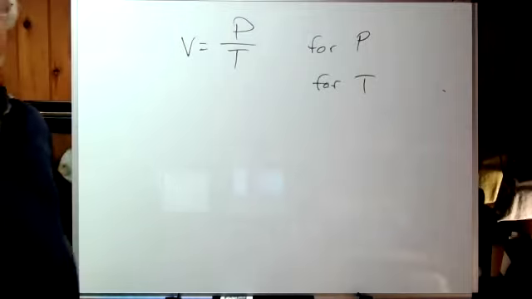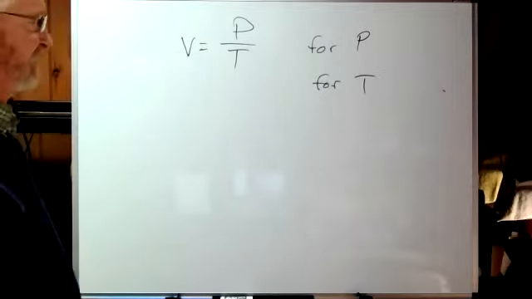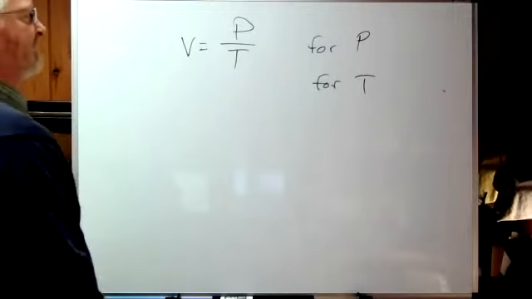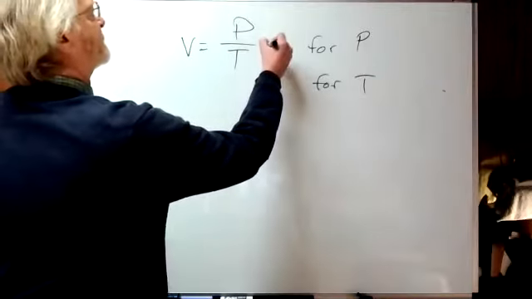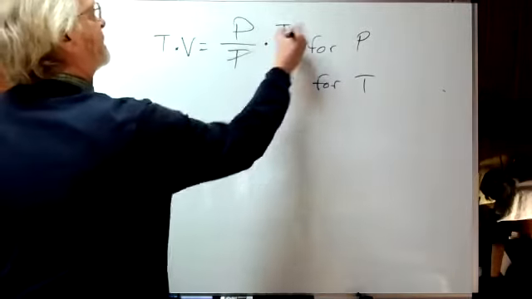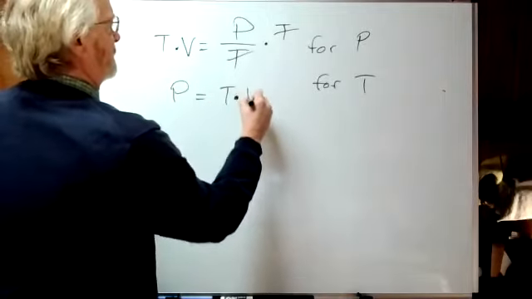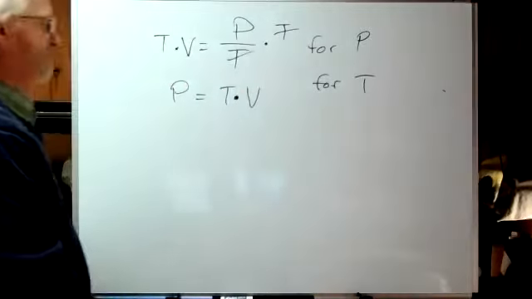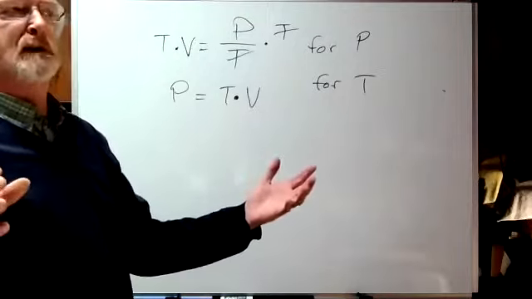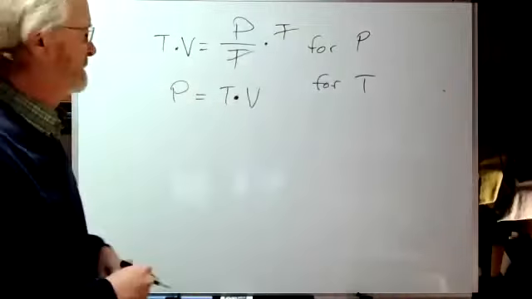You can almost take one and turn it into the other, I suppose. We saw that in that last example. If I'm going for the P, I'm hoping you got that one done. If I multiply both sides by T, I get P is TV. Or VT, right? Multiplication is commutative. The order doesn't matter. 2 times 3 is 3 times 2.